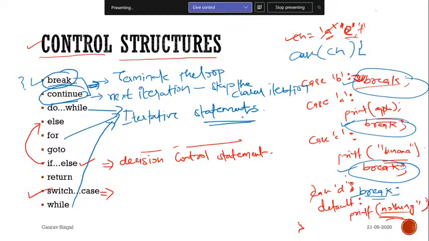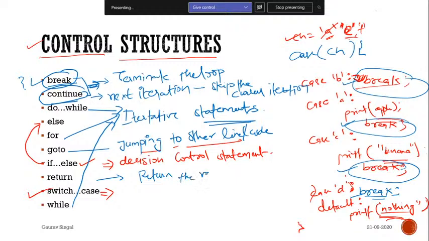Okay, please note clearly, this is required for your placement also. If you're going for interviews, they can ask simple questions. Goto is basically used to jump to some other line or other code. Return is basically used to return a value outside the function, whatever value you want to take outside. Okay, I hope it is clear now.